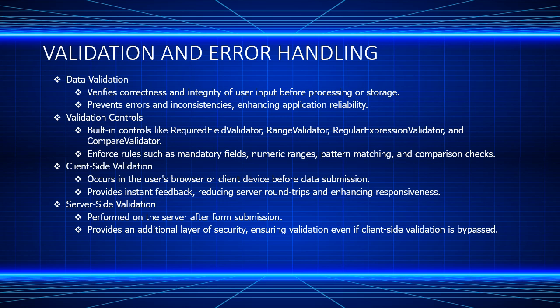Error handling involves detecting, reporting, and addressing errors occurring during application execution. VB.NET offers structured error handling mechanisms like try-catch blocks, enabling graceful handling of exceptions and errors to avert application crashes and furnish meaningful error messages to users.